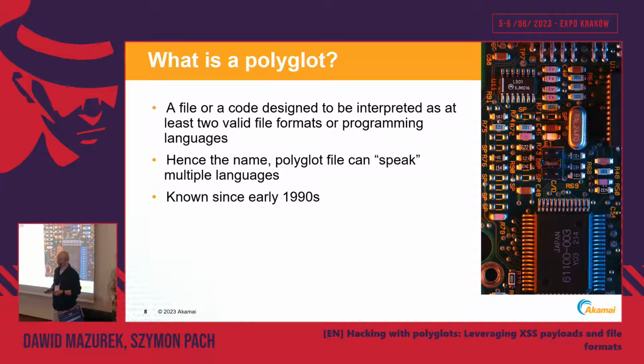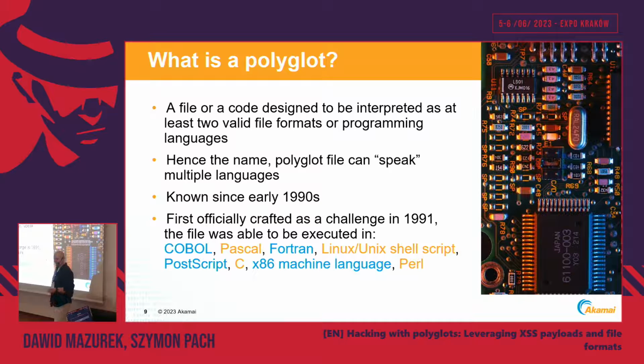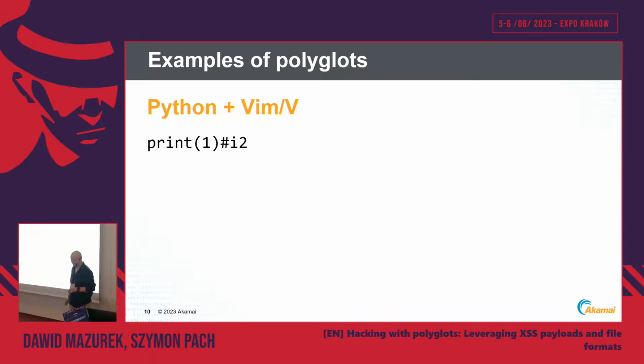And they are nothing new. They've been known for around 30 years. The first official polyglot, I mean, the code that was called a polyglot, was crafted in 1991, and was able to be run in 8 languages, as shown here.